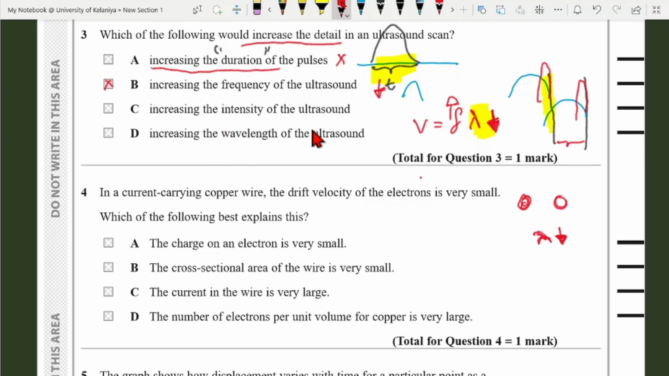And if you check the third one, increase the intensity: no, it has no effect. If you increase the intensity of the ultrasound, it causes a bigger amplitude, so it has no effect on the details. Increasing wavelength will get you less details. That's why I told you the wavelength should be smaller. So this is also incorrect. The answer is B.